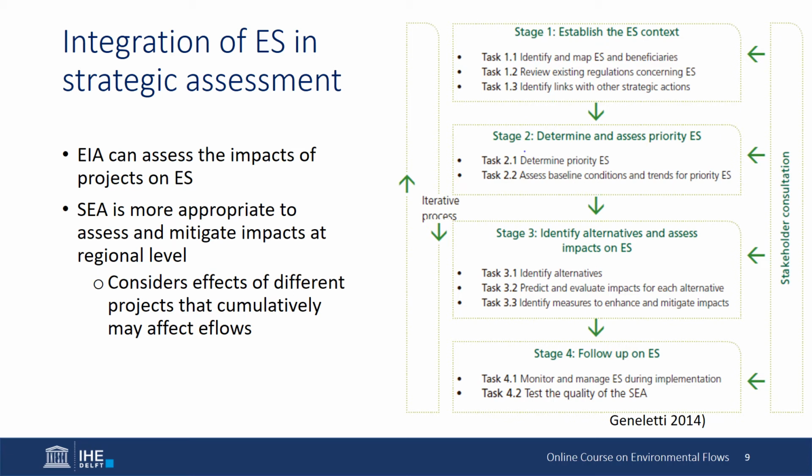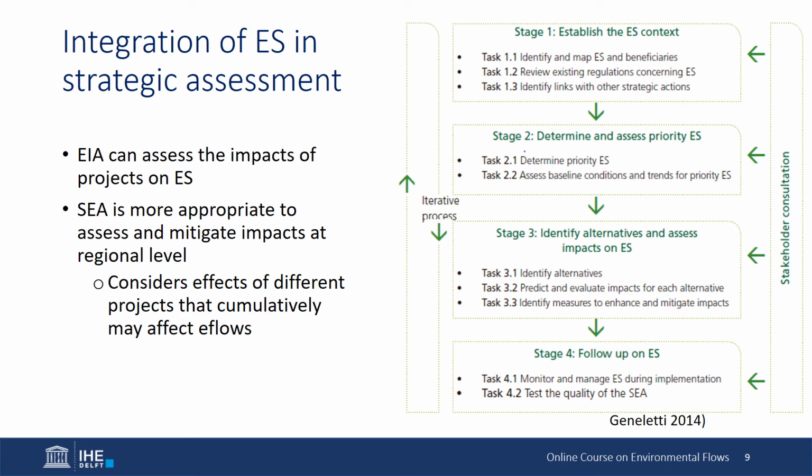The first one is to establish the context for ecosystem services and the assessment. This includes the social, environmental, and economic context, and might include and should include mapping ecosystem services and the beneficiaries. It's important also to consider the links with other laws or regulations or other actions.